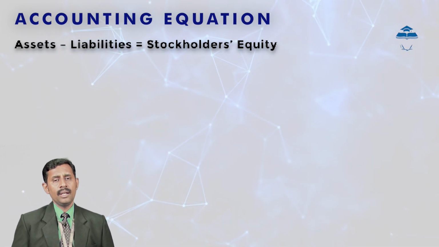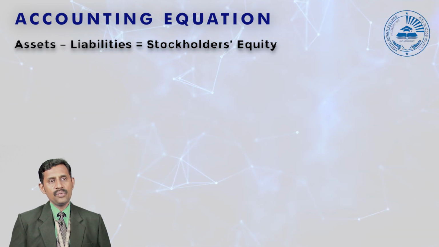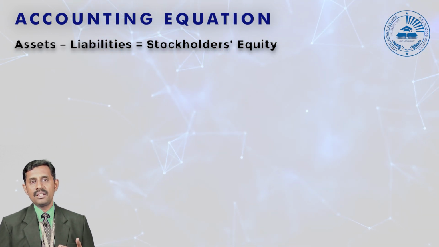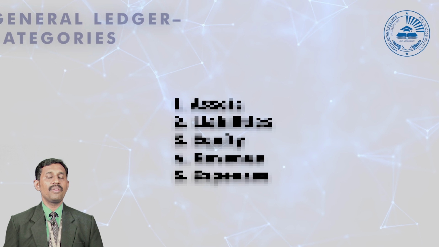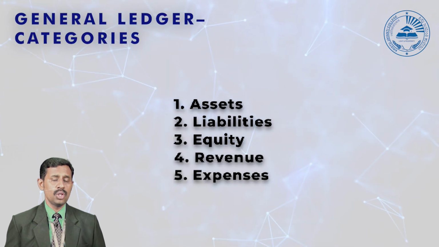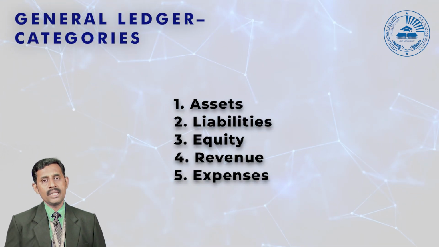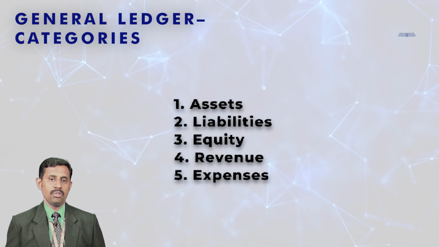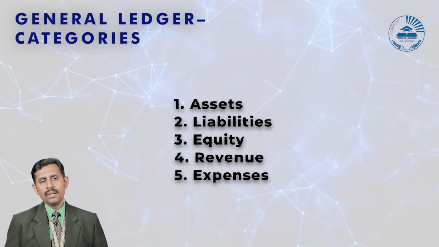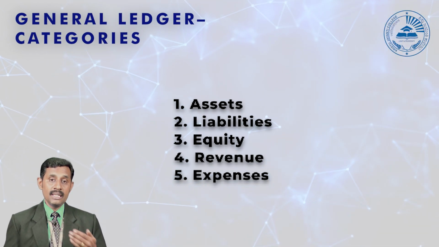Next one is the categories. If you take a ledger, you have different categories. Here we have the 5 categories: assets, liabilities, equities, revenues, expenses. Then let's see them one by one in depth.